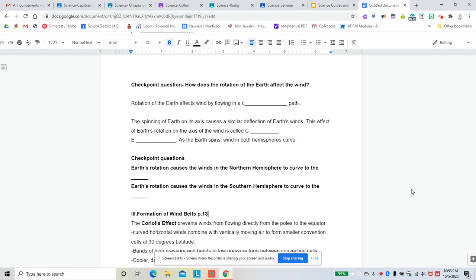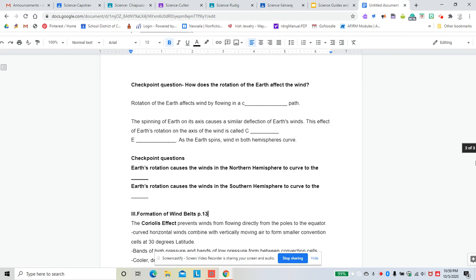Bands of high pressure and bands of low pressure form between convection cells as shown in the diagram. Look at the diagram at the top of 13. Cooler, denser air sinks along the bands of high pressure. Warmer, less dense air rises along the bands of low pressure. This pattern of vertically moving air, curving horizontal winds, and the bands of high and low pressure form 3 wind belts in each hemisphere, which you will see at the bottom of 13.